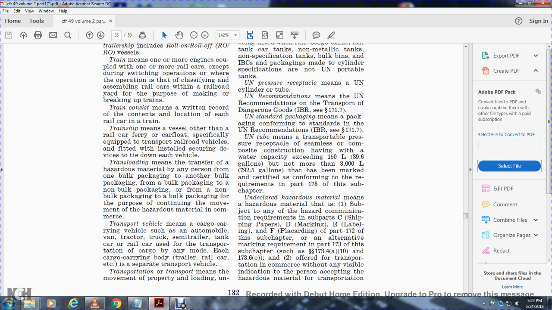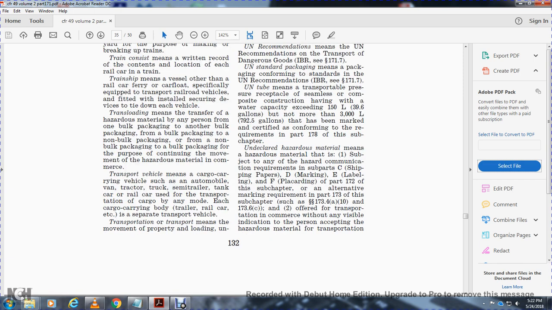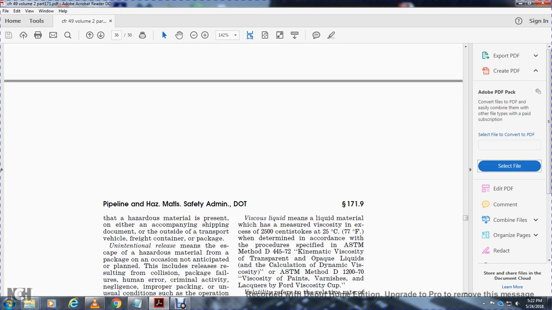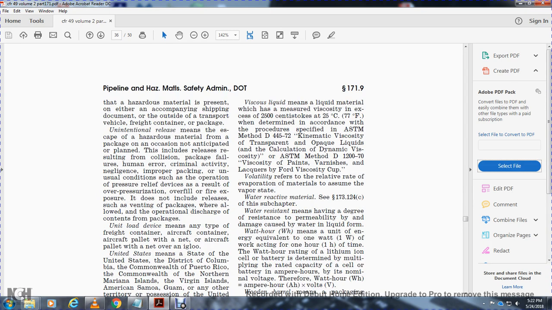requirements of subpart G, with the shipping paper, the marking, the labeling, and the placard requirements of part 172 of this subchapter, or the alternate marking requirements of part 173 of this subchapter, offered for transportation in commerce without any visible indication to the person accepting the hazardous material for transportation. The hazardous material is relevant to either the accompanying shipping document outside of the transportation vehicle, freight container, or package, unintentional release.